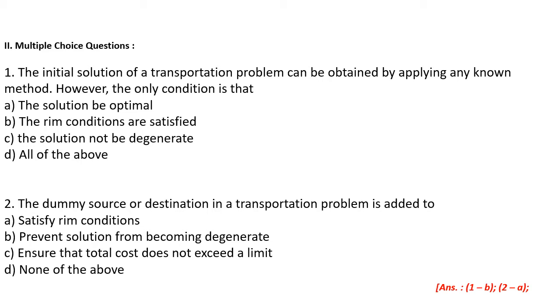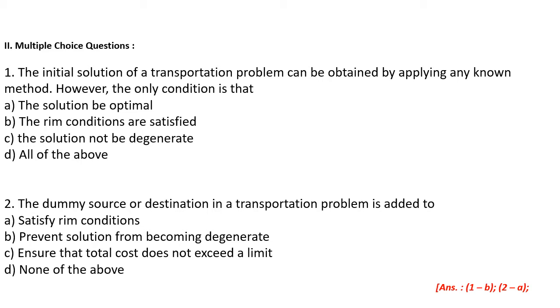Multiple choice questions. The initial solution of a transportation problem can be obtained by applying any known method. However, the only condition is that the solution be optimum. Option B, the rim conditions are satisfied. Option C, the solution not be degenerate. D, all of the above. The correct answer is option B, the rim conditions are satisfied.